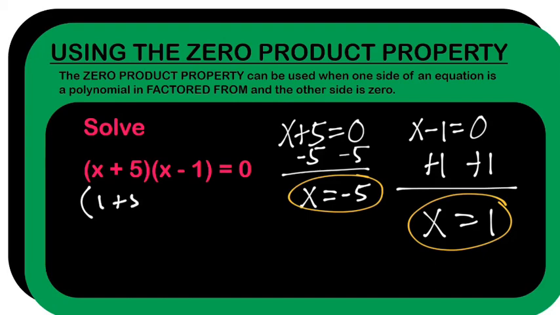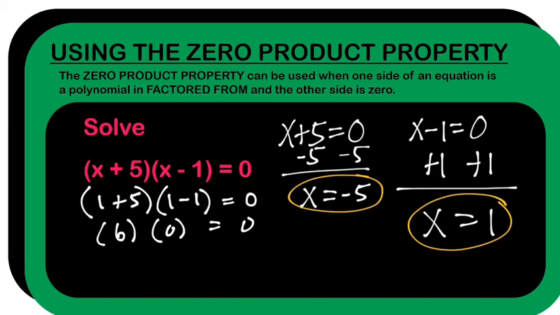Now I'm going to check and see if +1 is a solution. So I replace my x with +1, and I replace my other x with +1, and I'm hoping it will come out to 0. 1 plus 5 is 6, and 1 minus 1 is 0. And 6 times 0 is 0, so it does come out to 0, and so it checks out. My other solution is x equals 1.